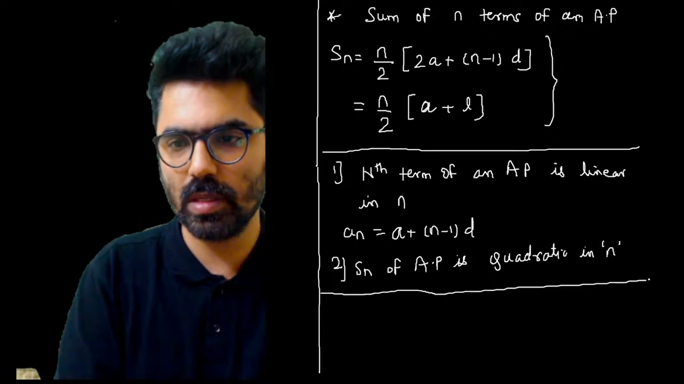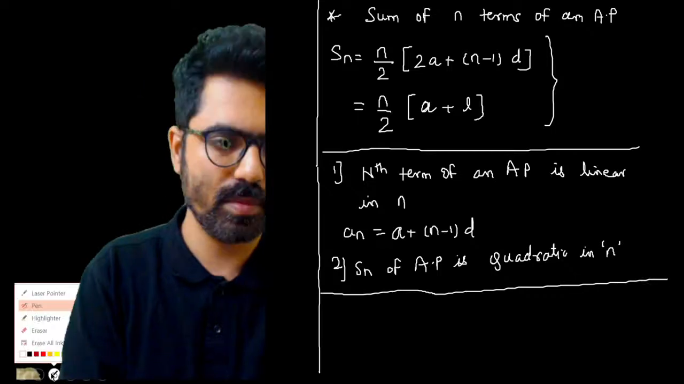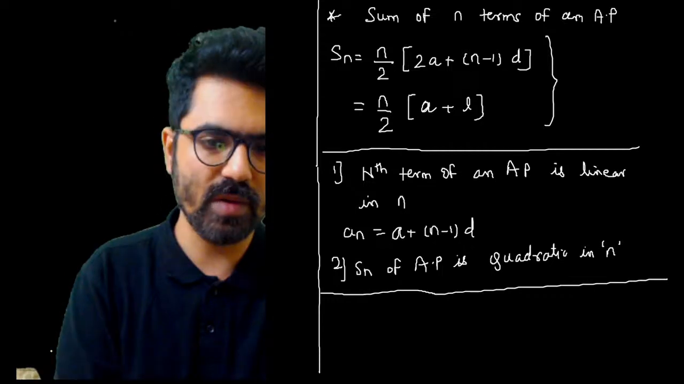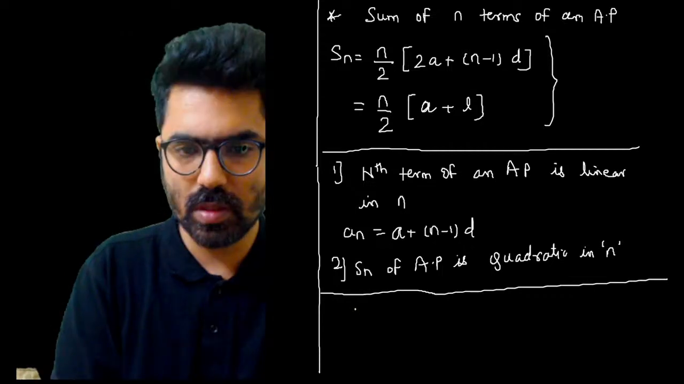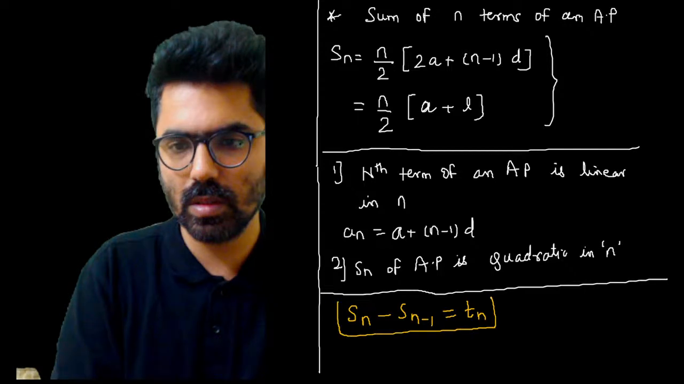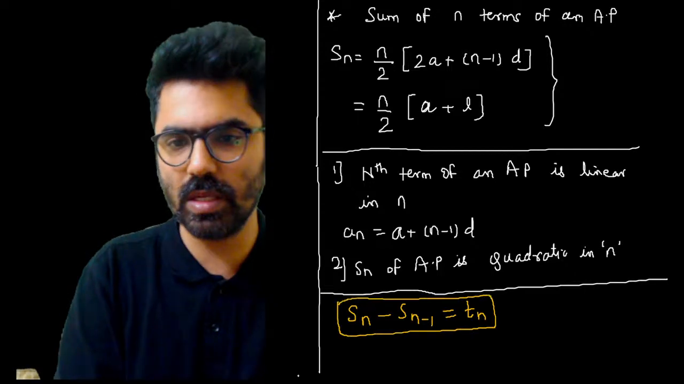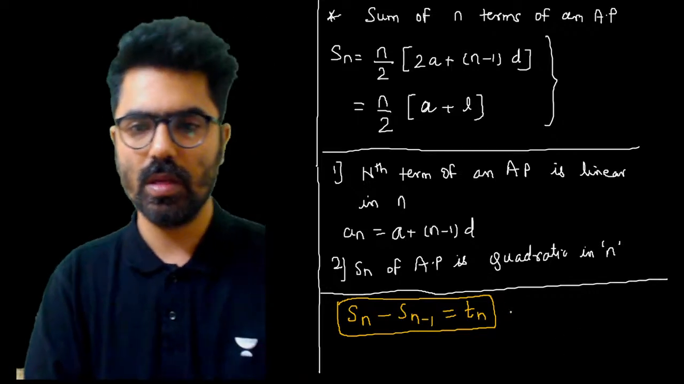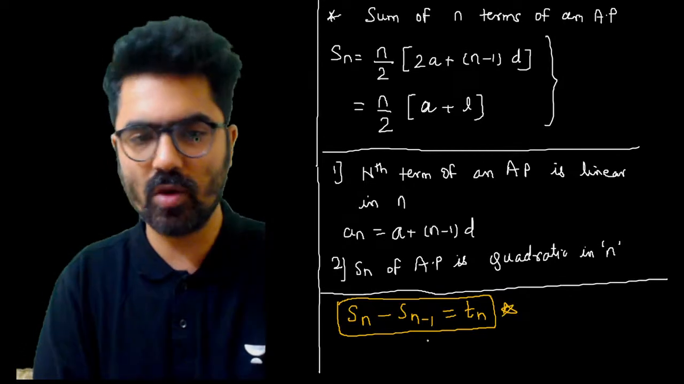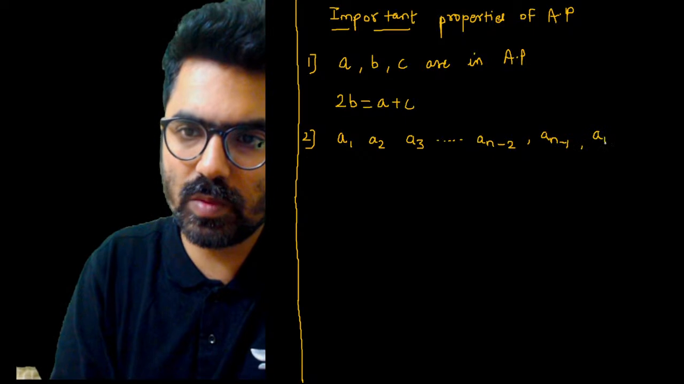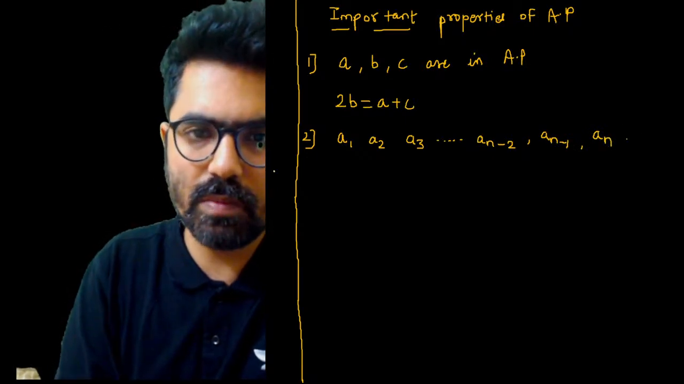And the third note point is again important, and this is valid for any type of sequence. If you write Sn minus S(n minus 1), then it gives us the nth term of that sequence. In some of the questions they'll give you Sn of an AP and ask you what is the nth term of the AP.